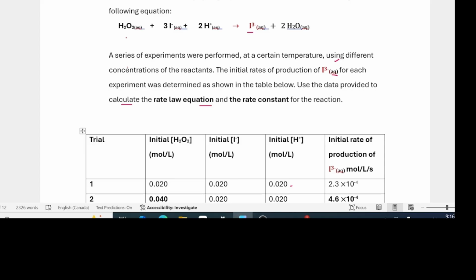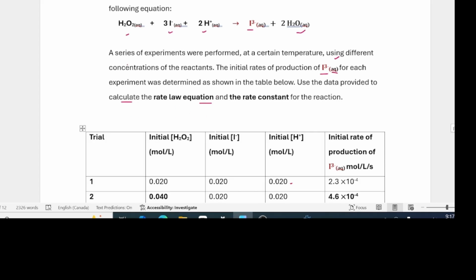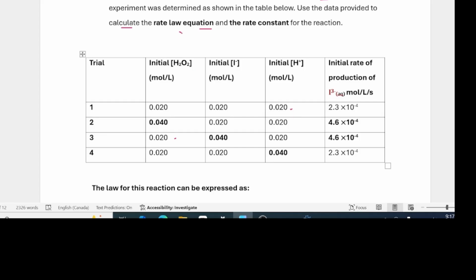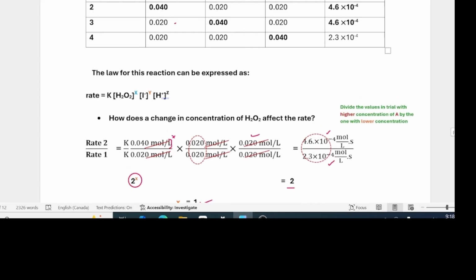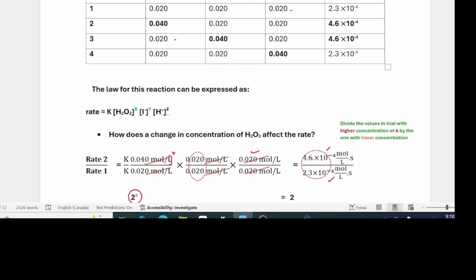In this third example, solutions of hydrogen peroxide, iodide ions, and an acid are reacting to produce water and I3 negative ions with a 3 negative charge. A series of experiments were performed at a certain temperature using different concentrations of the reactants. The initial rates of production of I3 negative ions for each experiment were determined as shown in the table below. We are asked to use the data provided to derive the rate law equation and to calculate the rate constant for the reaction. So we shall inspect the table to see how the concentrations of each of the reactants was changed and what rates were produced.